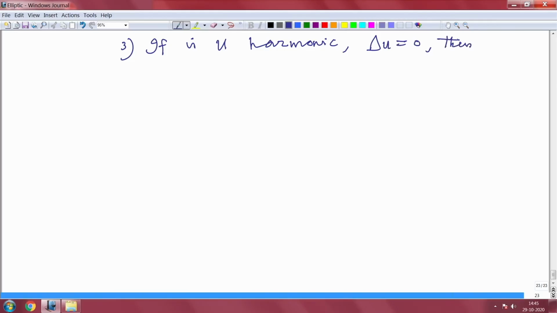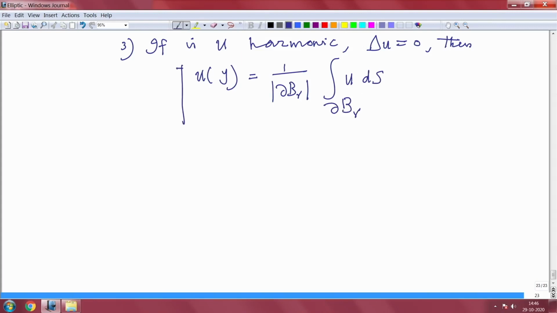Then you get u of y equal to 1 by the modulus of dBr times the integral over dBr of u ds. So, this is called the mean.